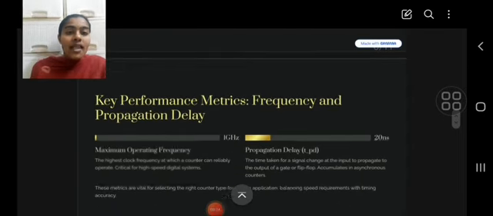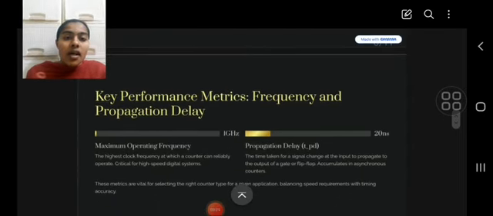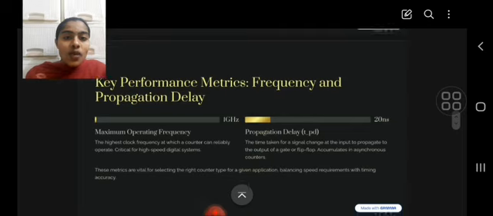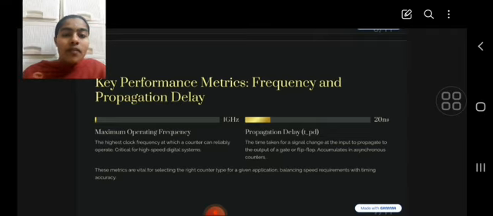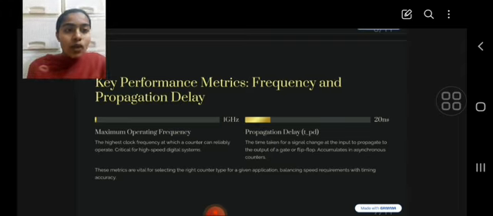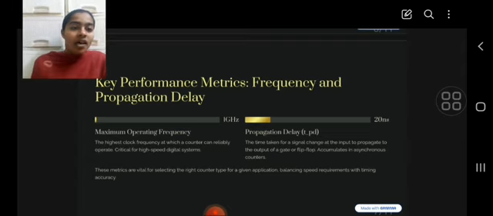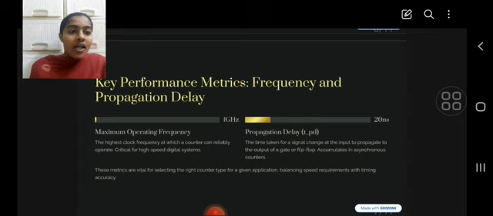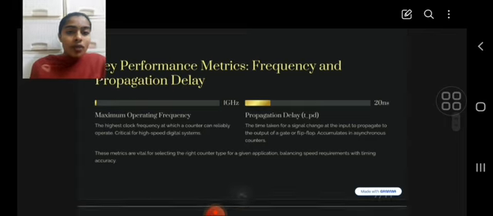Next, key performance metrics. Maximum operating frequency: the highest clock frequency at which the counter can reliably operate. Critical for high-speed digital systems. Propagation delay: the time taken for a signal change at the input to propagate to the output of the gate or flip-flops, accumulating in asynchronous counters.